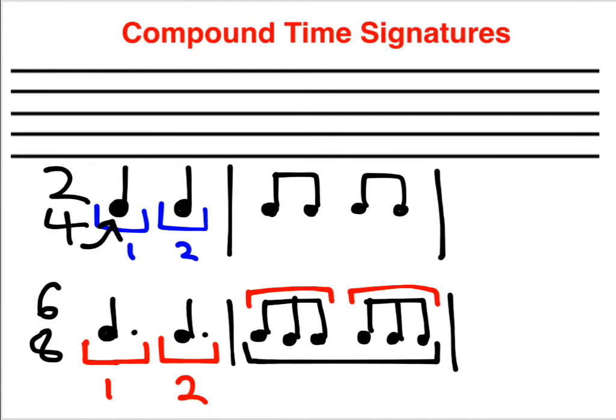Okay, so hopefully you're able to see now how compound time signatures are quite different to simple time signatures. We're now dealing with dotted beats. Okay, in this case we're dealing with dotted crotchets, and each of those beats can be split into 3. In this case, the dotted crotchet can be split into 3 quavers.